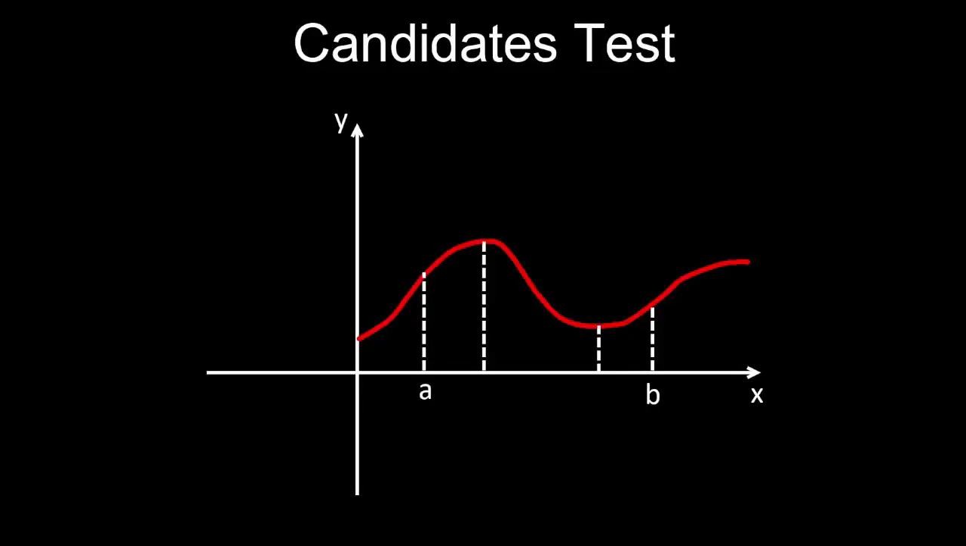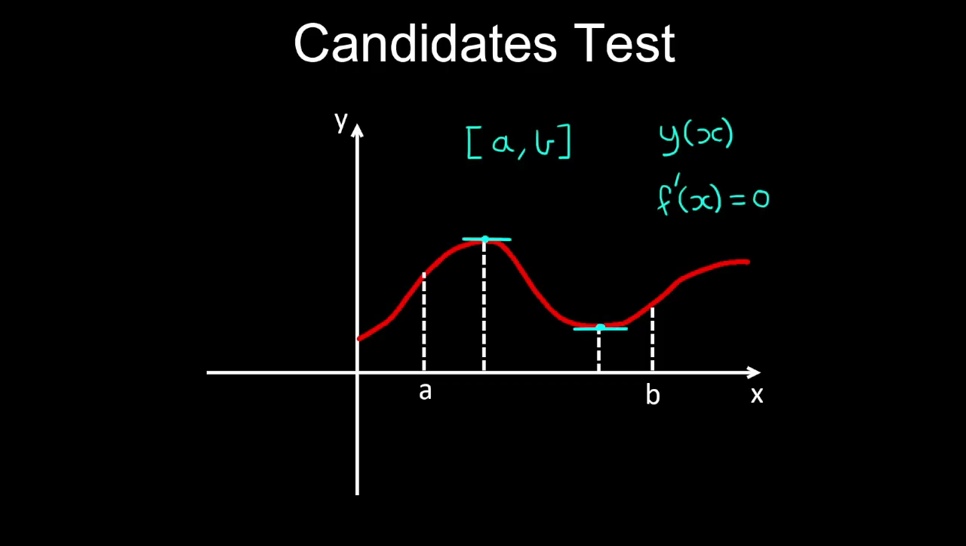The candidates test can be used to find global or absolute extrema, and this applies to some closed interval of a function. So given y is a function of x, we first test for local or relative extrema by setting the first derivative to 0. And that gives us a critical point where the slope of the tangent to the curve is 0.